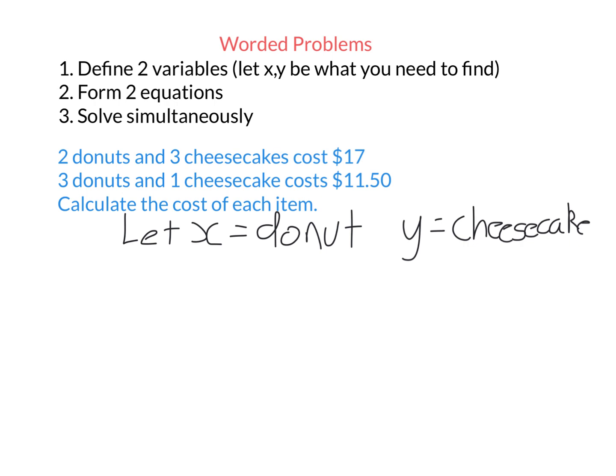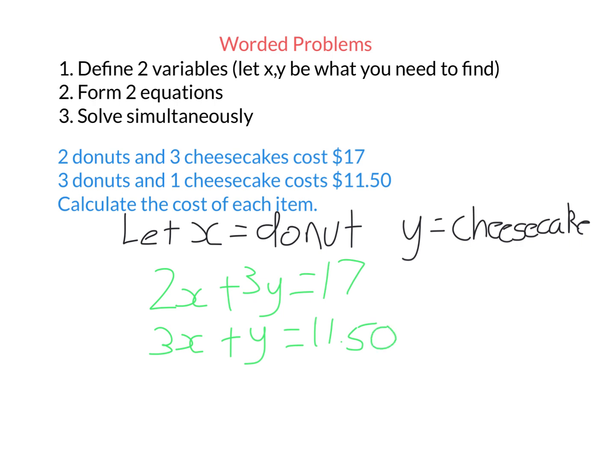Now we need to take our two bits of information and make two equations. So the first bit of information here tells us that 2 donuts plus 3 cheesecakes gives us $17. And the second bit of information, 3 donuts plus 1 cheesecake is $11.50. So now I've done step 2, I'm just going to go into step 3 and solve simultaneously.